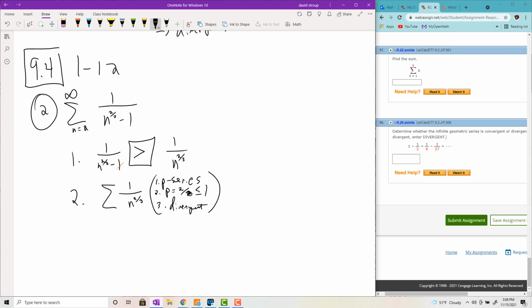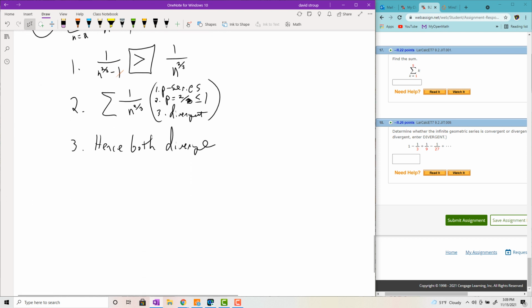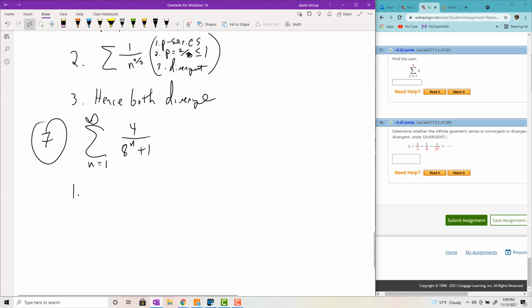Okay. So if the series on the bottom, so to speak, is diverging, it forces the one above it to also diverge. Hence both diverge. Okay, so you have to show me all 3 of those steps. And then the same goes for the limit comparison test, like number 7. So we have the series of 4 all over 8 to the n plus 1 from n equals 1 to infinity. So first say what you're going to compare it to.